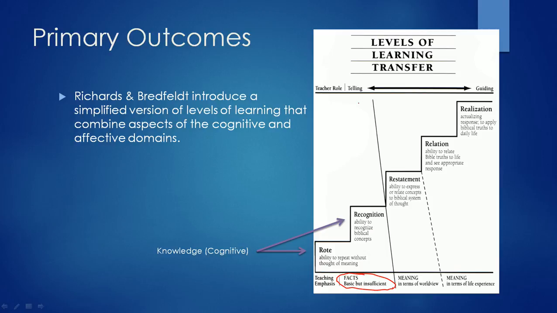Okay, by the way, as I move on, just know that here the teacher's role moves from telling to guiding. On the lower level, the teacher's telling, and then as we move into restatement, relation, and realization, the teacher is more in the guiding role. So as we move across here, we're more of guides.